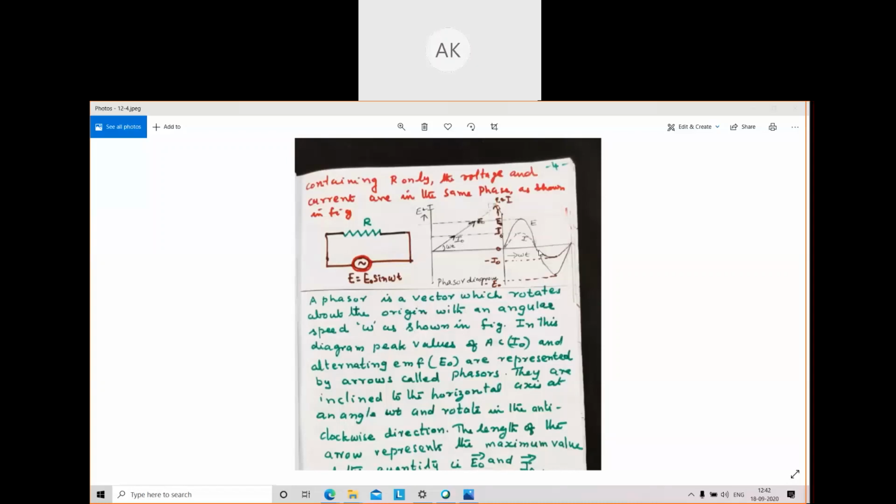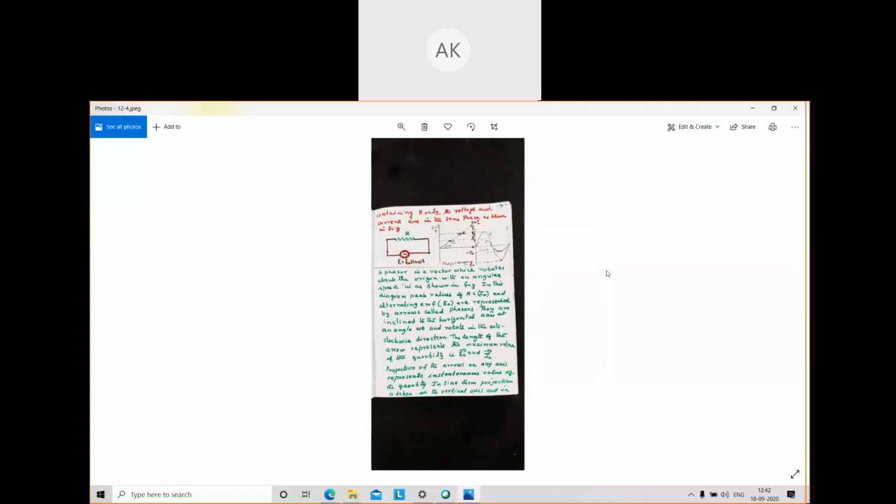Now the wave form also is there. For knowing the wave form, that. Sorry.